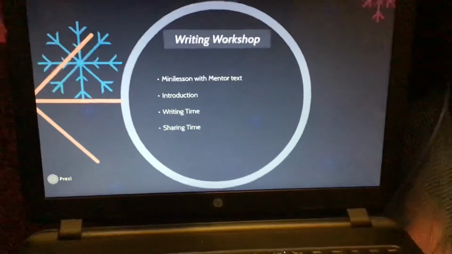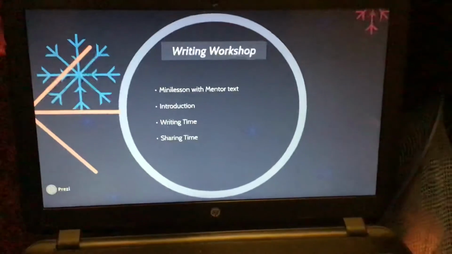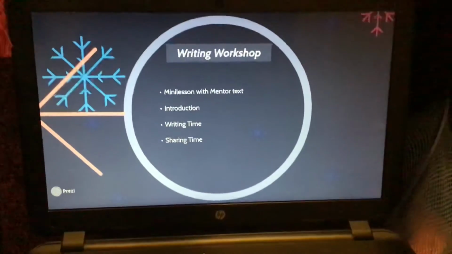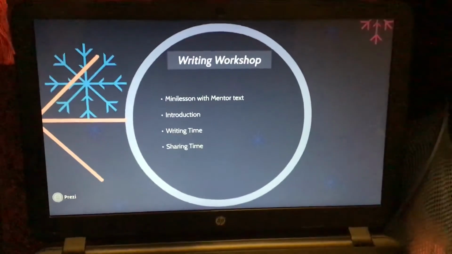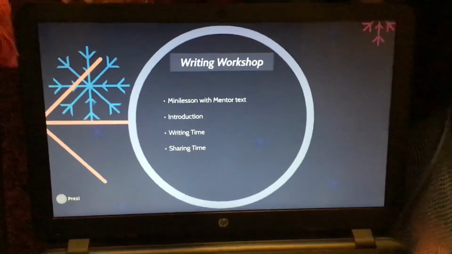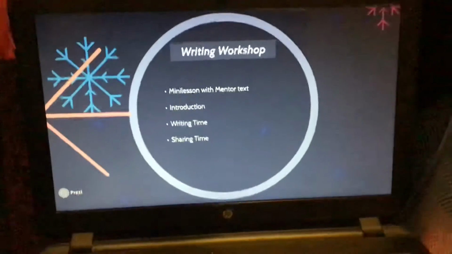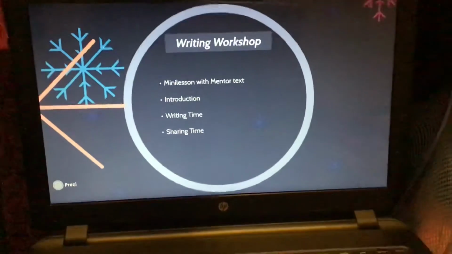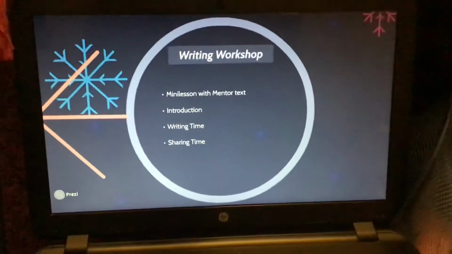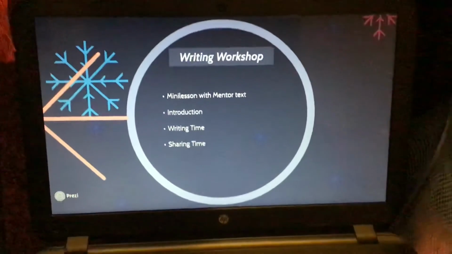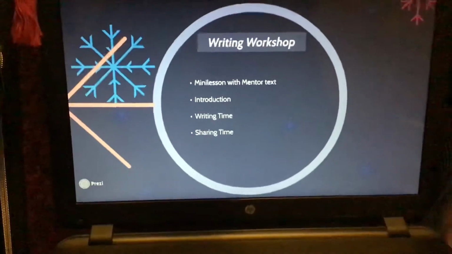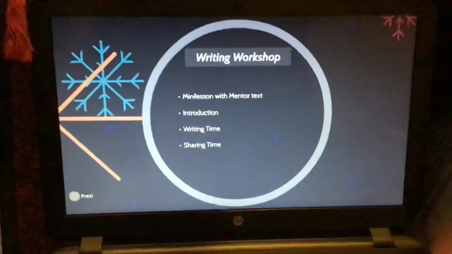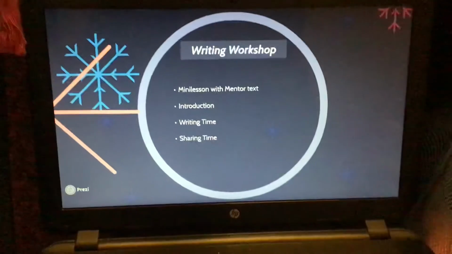The writing workshop has 4 components: a mini lesson with mentor text, an introduction, writing time, and sharing time. In the mini lesson, the teacher chooses a specific component, maybe such as voice, to go over with the students, and chooses a mentor text that shows what voice is in their writing. The introduction is just basically what it is: introducing the topic to the student and explaining it in a way that they understand. Writing time is the time that the student is allotted, maybe about 20 minutes, to complete what they've learned from the introduction and the mini lesson, and maybe choose some ideas from the mentor text.